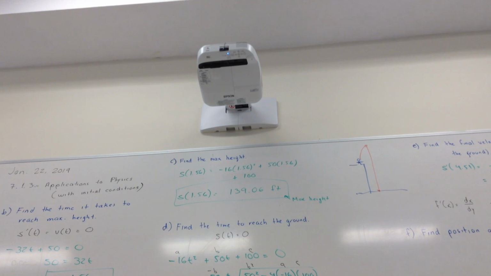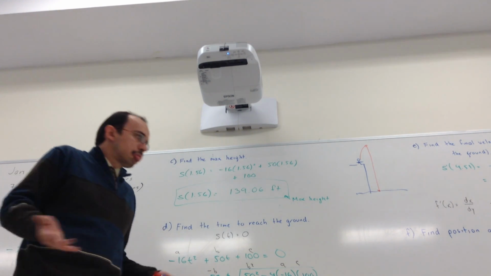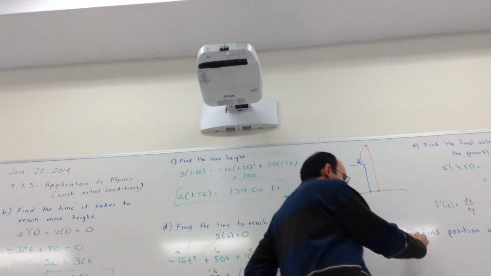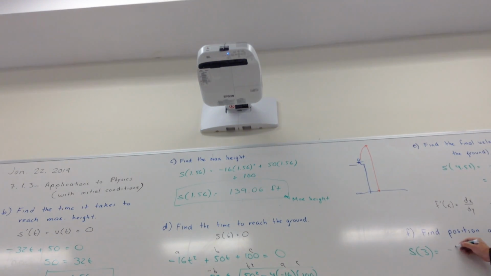This is easier. What do I do? Look in the curve. Just substitute. The position is s of 3 equals minus 16 times 3 squared plus 50 times 3 plus 100, and the other one, s prime of 3, equals minus 32 times 3 plus 50.